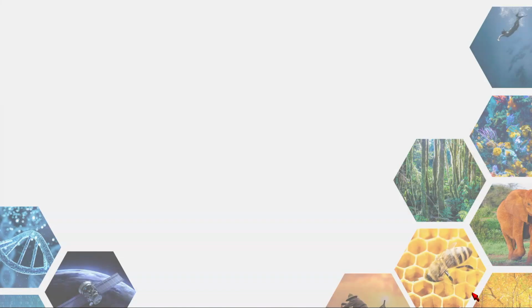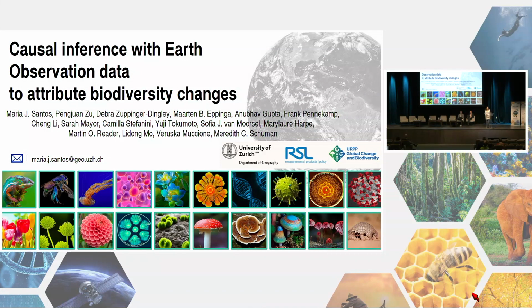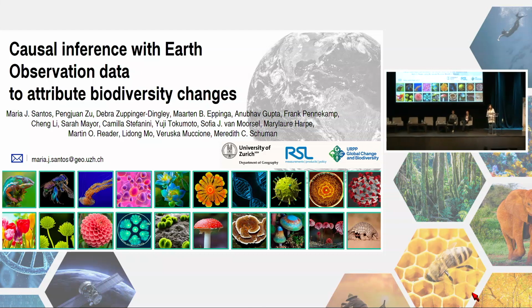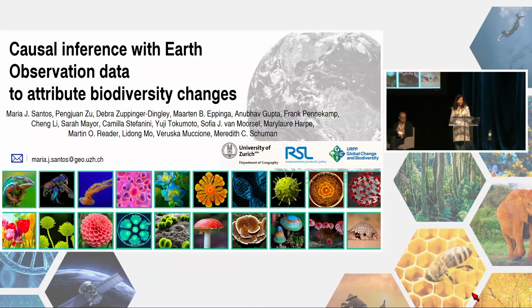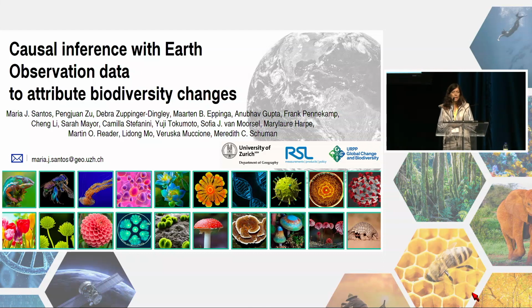Well, good morning, everyone. My name is Maria Santos, and I'm here today to talk about exploratory analysis that we've been doing with a large group of people, funded by the University Research Priority Program in Global Change and Biodiversity from the University of Zurich in Switzerland. I'm going to talk about how we use Earth observation data, and how we make sense of it using some statistical tools coming from causal inference to attribute biodiversity changes.